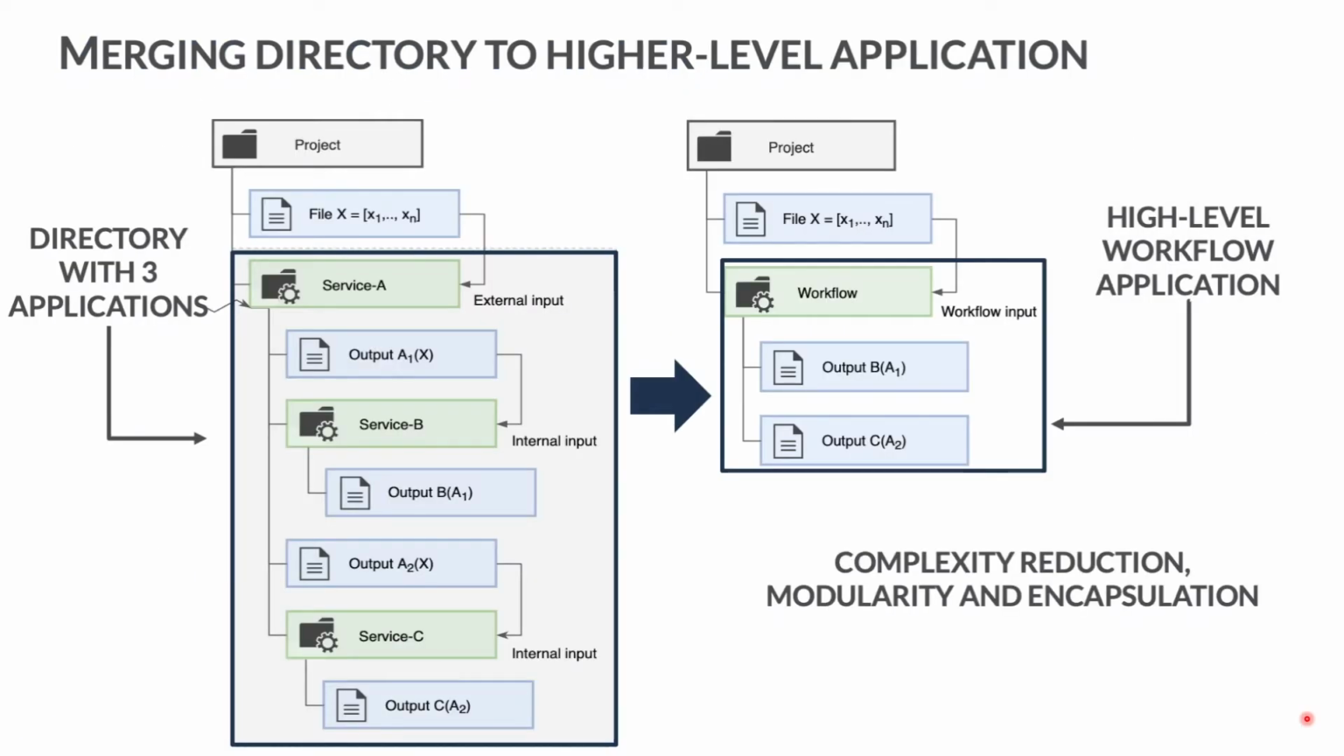Here is an example of a directory that was merged into a workflow. Service A directory, which is also an application, consists of two other applications. After merging it to the workflow, the directory is replaced with a single application that encapsulates the internal structure. The inputs of the workflow are files that were coming from outside the merged directory. So in this case, it is a file X. Outputs are customizable, so users can decide which outputs of the internal applications are exposed.